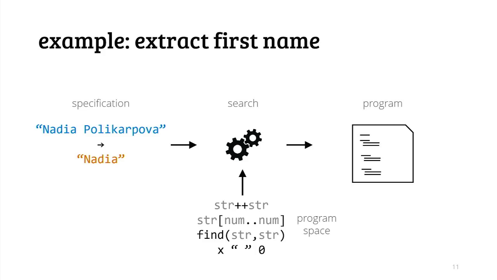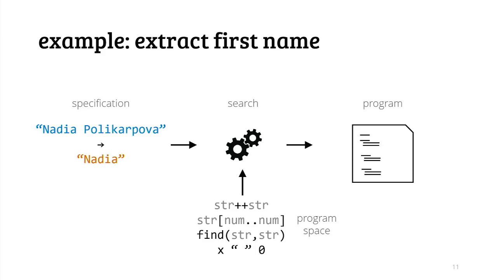The operations are the following. The first one is string concatenation. You can put 2 strings together. The second one is slice or substring, so you can take a string and get a slice from an index to another index. Then you can obtain an index by finding an occurrence of a string in another string. And then you have 3 constants, or nullary operations. X means input, so in our particular case, X would evaluate to Nadia Polikarpova. Then there's a constant for the space character, and there's a 0, number 0. That's the only things you can use in your programs. You cannot use other numbers or other strings in particular.